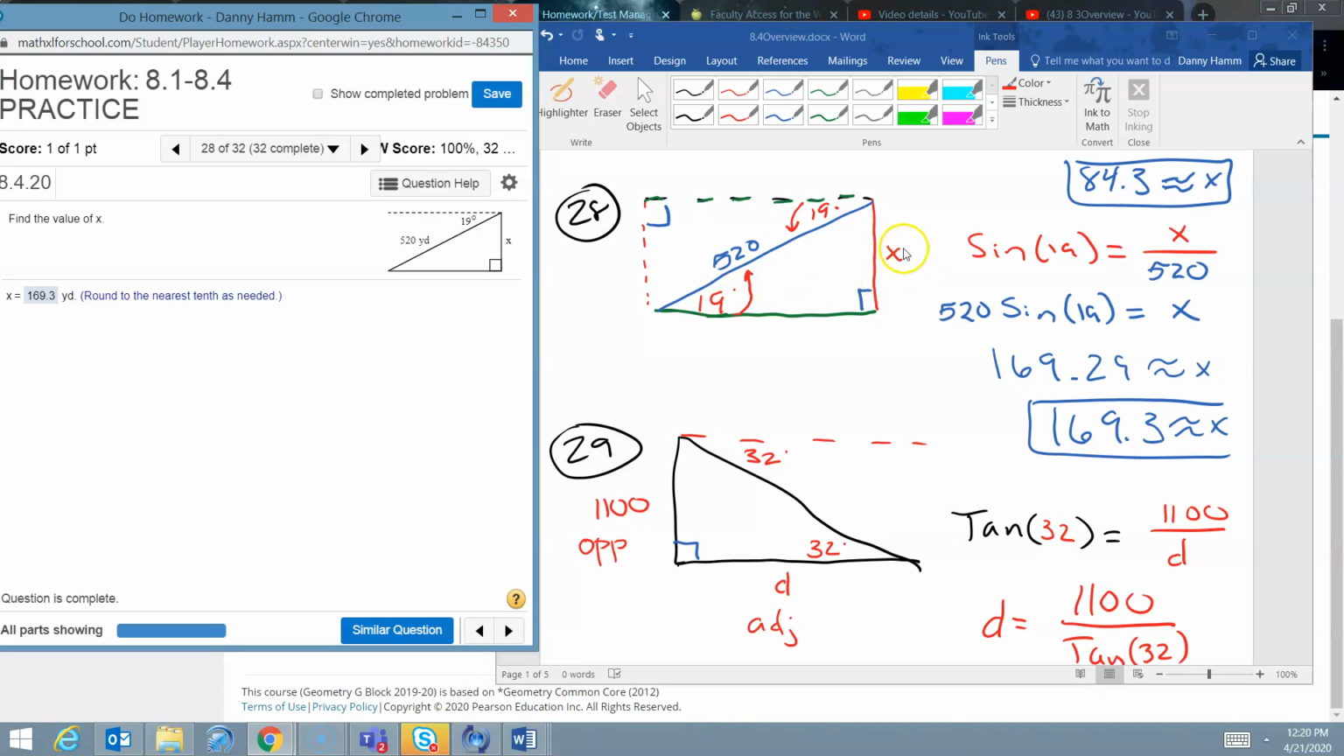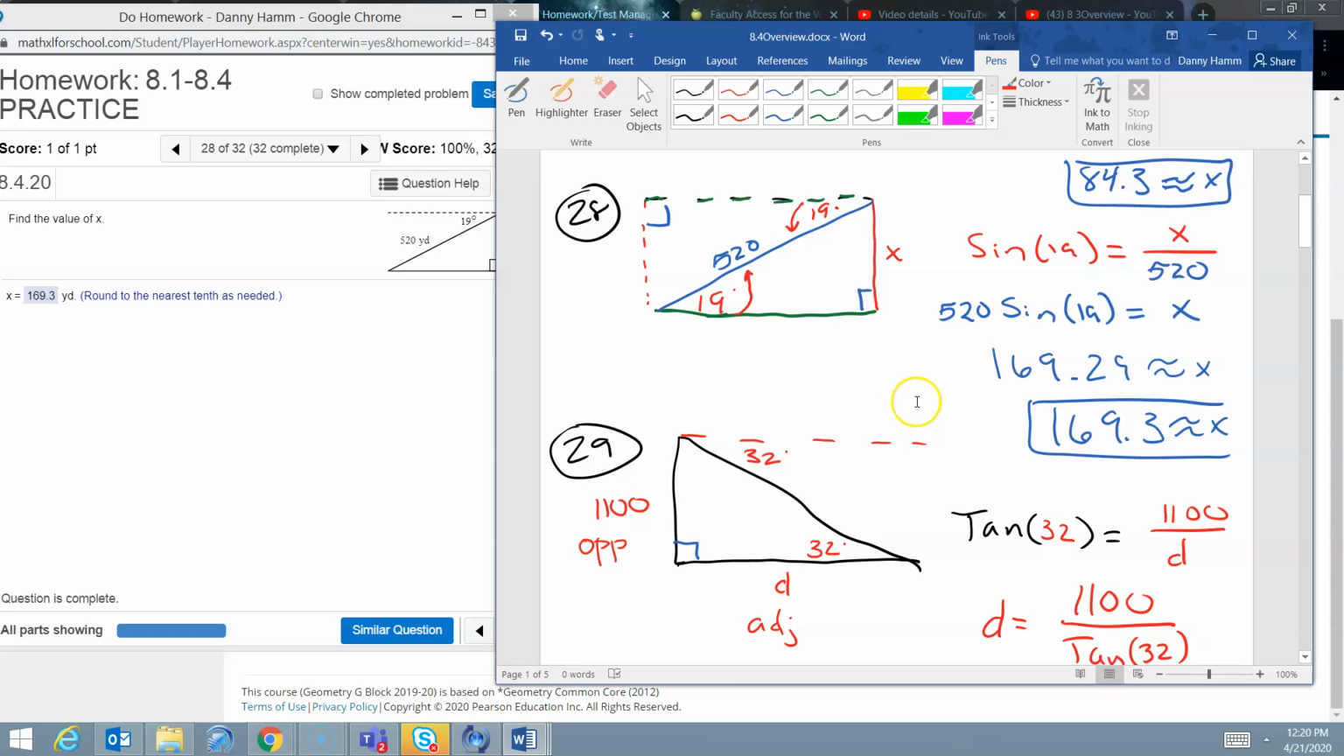So we have our opposite, we have our hypotenuse, so we are using sine again. So sine of 19, our angle of depression or elevation, depending on what you use, is still equal to x over 520. Cross multiply, beep, boop, bobble, beep, we end up with 169.3. Oh, I'm sorry, not degrees, just the measure, which was in yards.